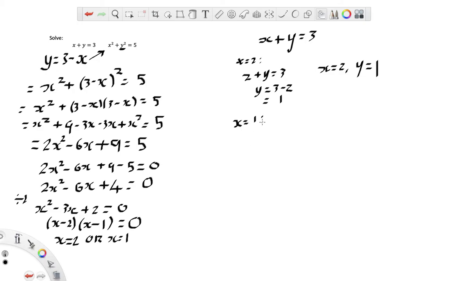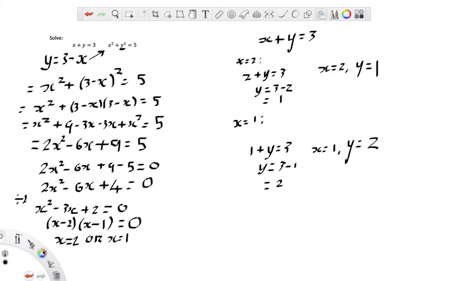Okay, what about when x is 1? Well, again, substitute x in, so I'll get 1 plus y, and that's all equal to 3. So just solve that, so I'll get y is equal to 3 minus 1. So y is therefore equal to 2. So therefore, when x is equal to 1, y is equal to 2.